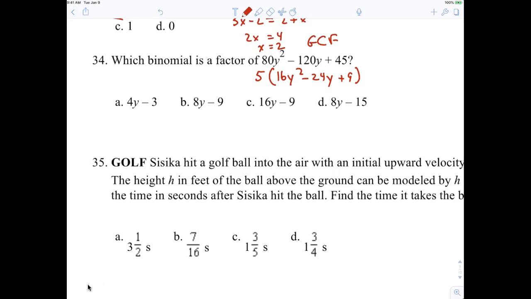And now you're factoring that. 4y minus 3, and 4y minus 3. Everybody okay with that? Anybody? So now I have 4y minus 3 is the factor. Any questions? Any questions?